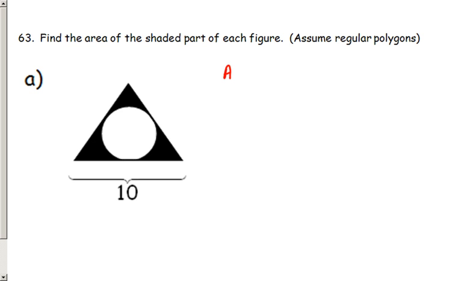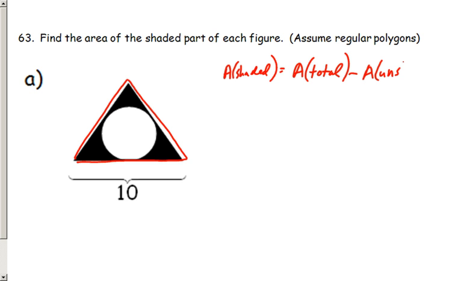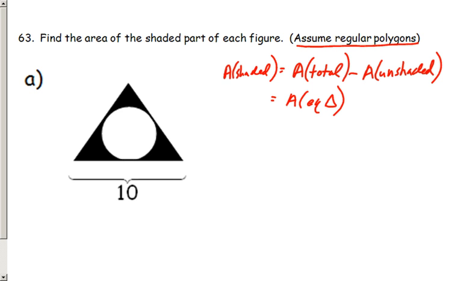But I'm just going to write this one time, and then we're going to do this for the next couple too. But the area of a shaded region oftentimes is just going to be the area of the total figure. When you talk about total, you talk about the entire boundary of the shape. And then you're going to subtract out the area of the unshaded part, which is, in this case, a circle. So in this particular problem, this is going to equal the area of the equilateral triangle. And I know it's equilateral because I can assume regular polygons. And then this unshaded is going to be the area of the circle.